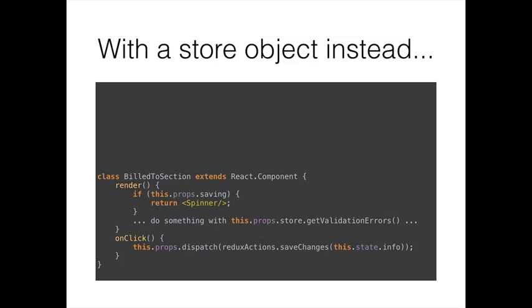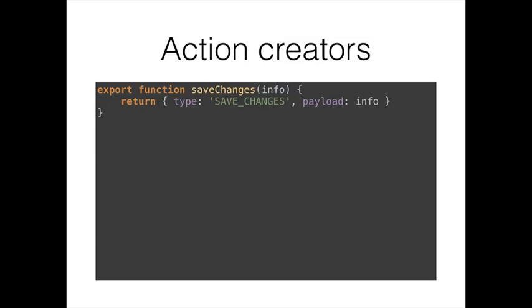So let's see how the action creators look instead, right? An action creator looks like this. It's a function, and the whole purpose of the function is to return an action. And this is pretty much what it does. So this is the simplest possible action creator. The actions look like this.